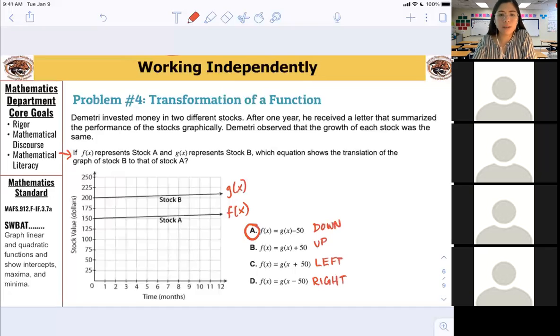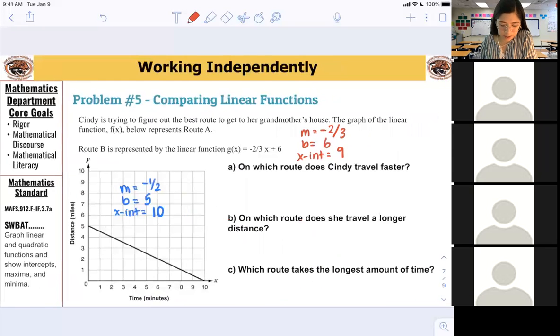All right, so that one was pretty similar to the one in the bell ringer. Any questions on number 4? Awesome. And here's number 5.